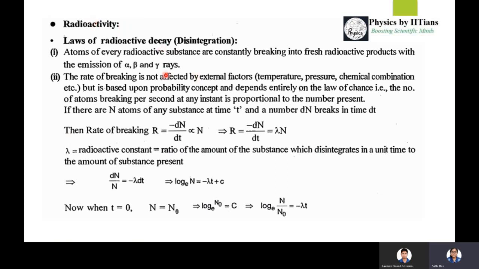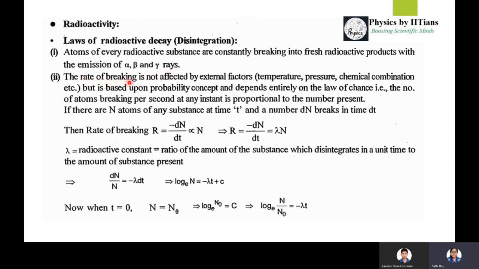About radioactivity, we shall mainly focus on the revision of the formulas and related problems. So first of all, you should know the laws of radioactive decay or the nuclear disintegration. Actually, when there are atoms of a radioactive substance, they can constantly break into fresh radioactive products with emission of alpha ray, beta ray and gamma rays.